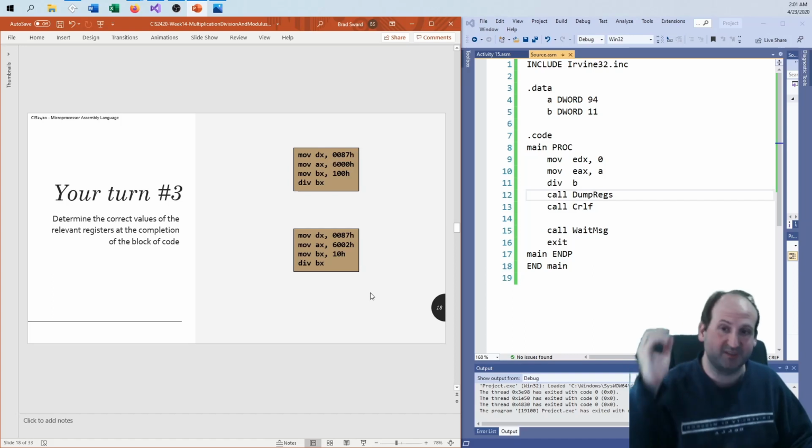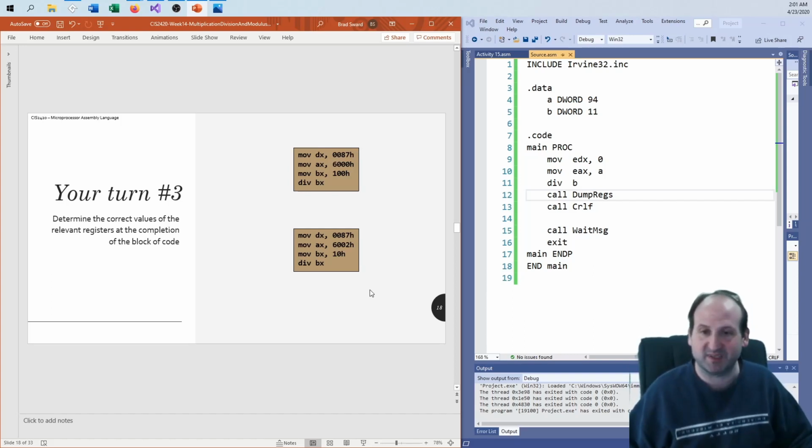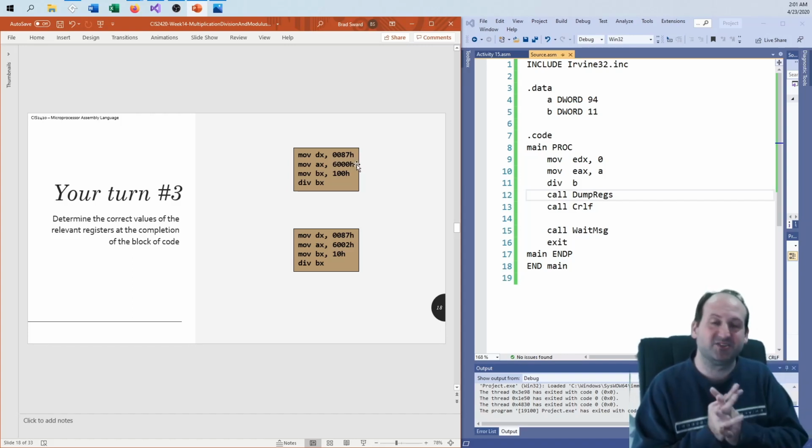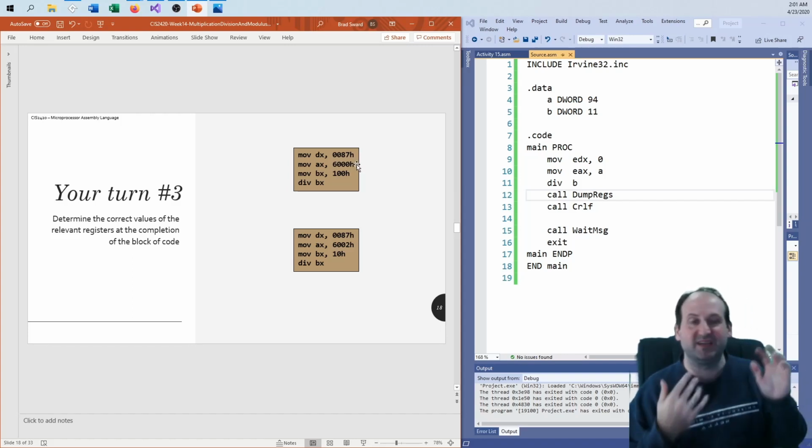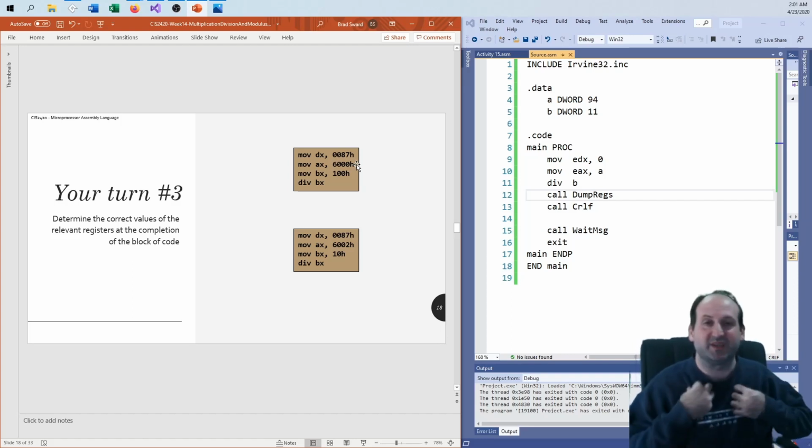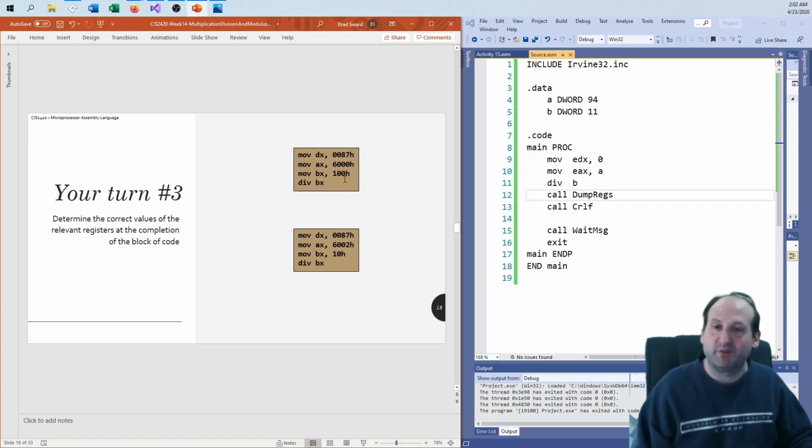Okay, so more your turn stuff. Using hex code gets a little more complicated. What if I actually crammed some stuff into the DX register? 87 goes in there, and then 6000 goes into AX. This number is larger than a 32-bit quantity, something that we could not do in C++ or Java. So we could take a large number and try to divide it by 100 hex, and then divide it by this BX value. What do we get? We'll see in a moment.